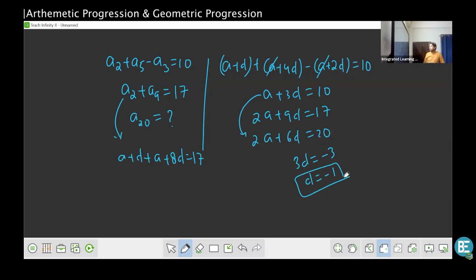Sir, are you getting this? Minus 6. Minus 6 is correct. Very good. Very good procedure. So D is minus 1. Put the value anywhere. You will get A is equal to 14. Now we know A and D. We can find 20th term easily.